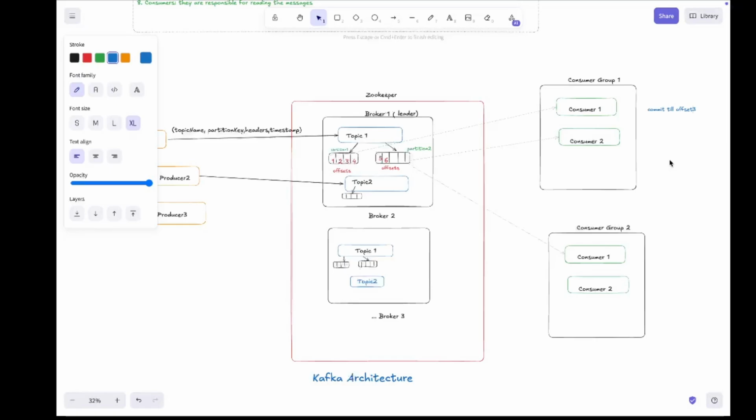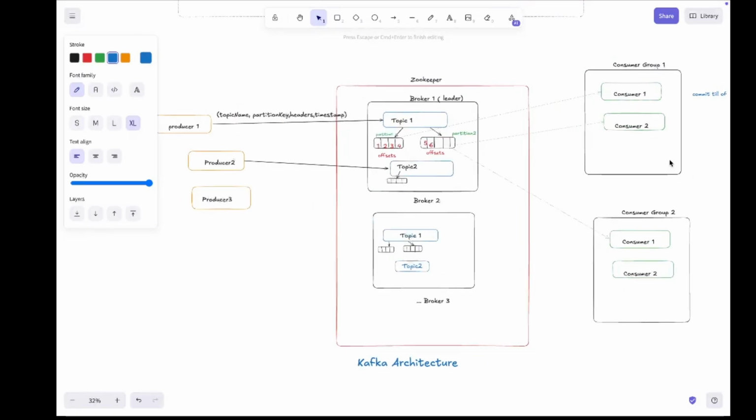Please note here that one partition can be read by two consumers in different consumer groups, right? That will help you achieve parallelism and makes the reading faster, and concurrent reads can also happen. So this is all about the Kafka architecture and Kafka ecosystem.